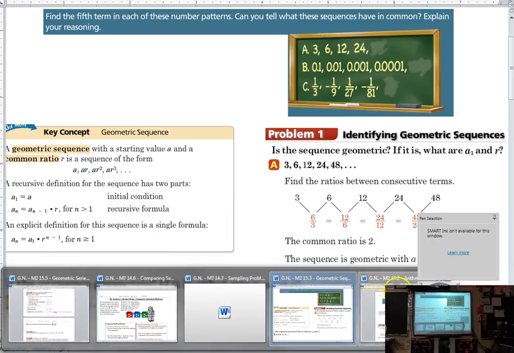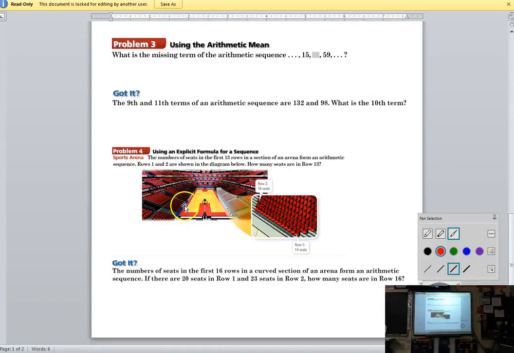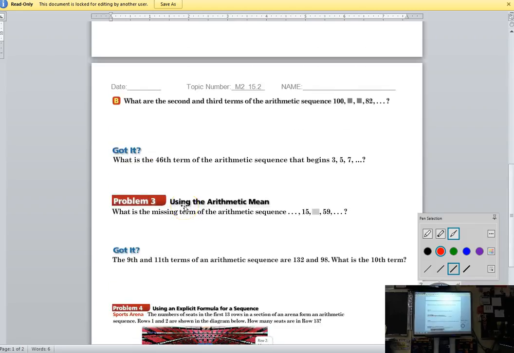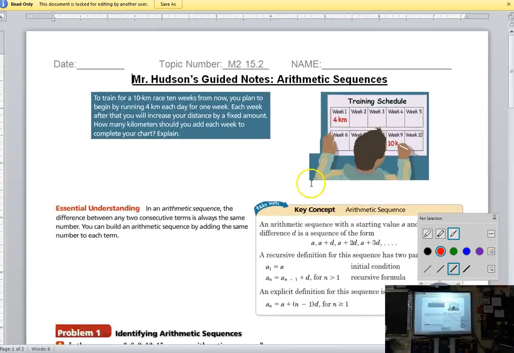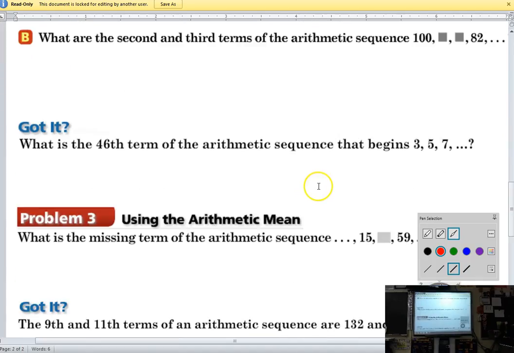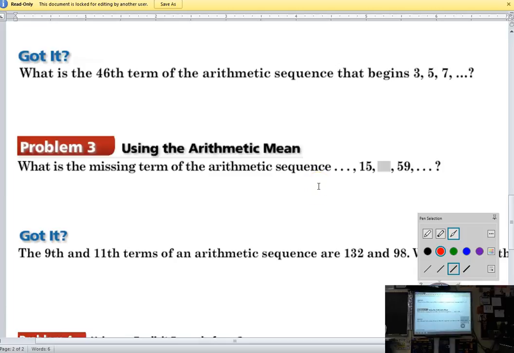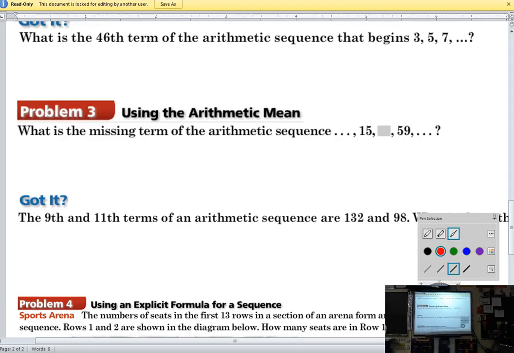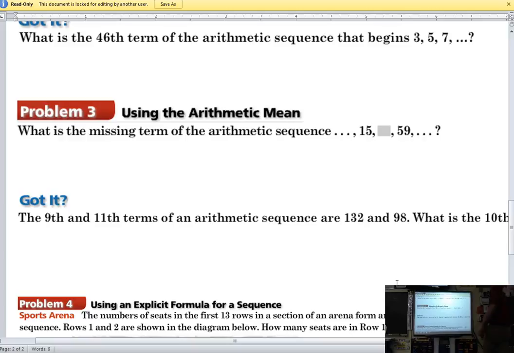So 15.2, let's bounce back there really quick and see what we didn't cover. We looked at the second and third terms here. We looked at the 46th term, didn't we? Sorry to change your brain, but this is worth it because then we can remember everything. You flip back to 15.2 really fast. Hopefully you can find that. We were talking yesterday about using the arithmetic mean. We just barely got into this.